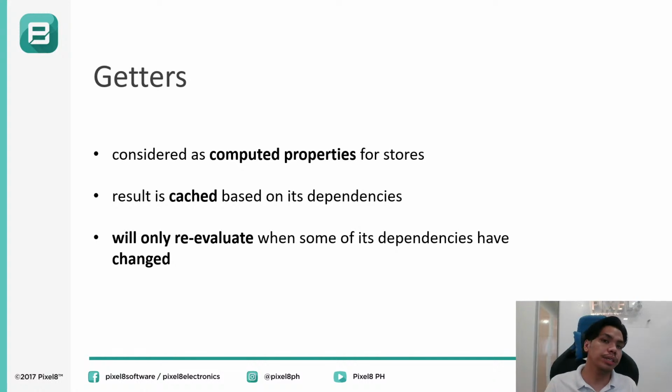So next would be getters. What are getters? Getters are considered computed properties for stores. You can imagine a computed property, right? A computed property is a function which is used to render or to display content in a template.